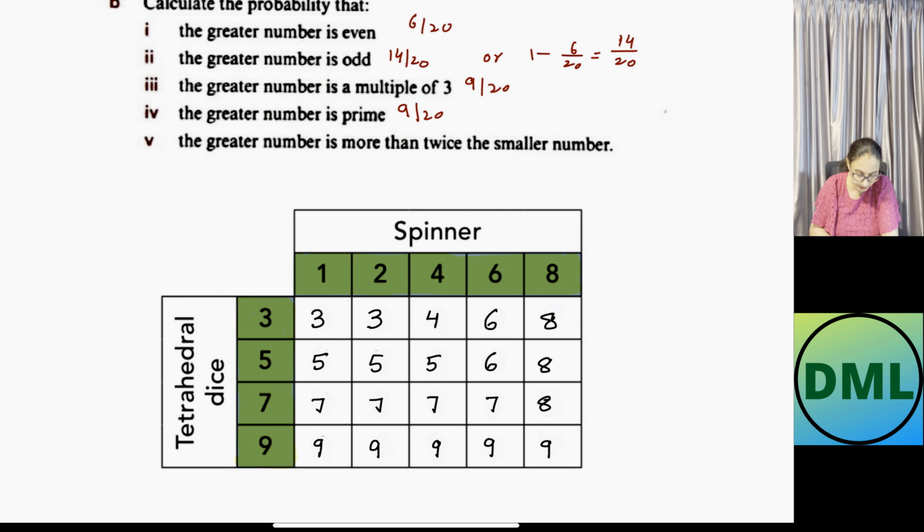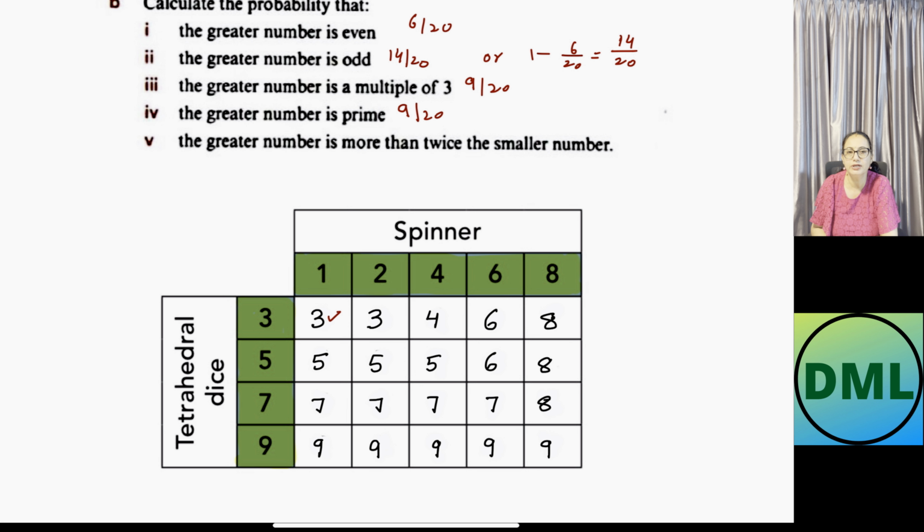Let's see the next question here. The greater number is more than twice the smaller number. So what I have to do? I have to double the smaller number, and the number should be greater than that. As you know, this is a sample space of the greater number, so I have to double the smaller number. If I double 1, 1 times 2 is 2. So this number 3 is bigger than 2. So my favorable outcomes will include 3 here.